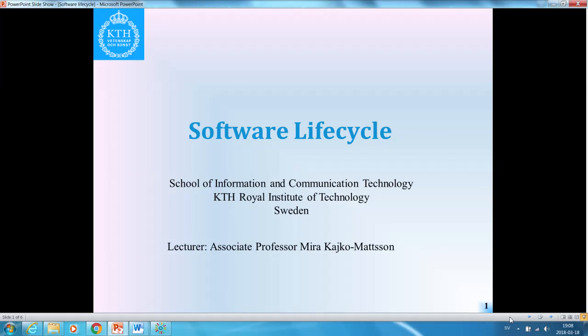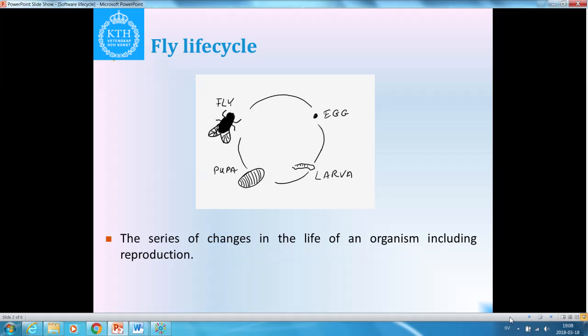So let's get acquainted with the concept of software life cycle. And you all know what life cycle is. Here we have a life cycle of a fly. So it's a series of changes in the life of an organism, including reproduction. So we start by being eggs, become larvae, pupas, and then we become adult flies. And then we age, but well, the cycle continues with new reproduced organisms. It's a little bit different within software engineering, but almost the same.